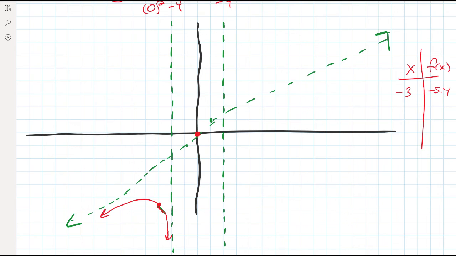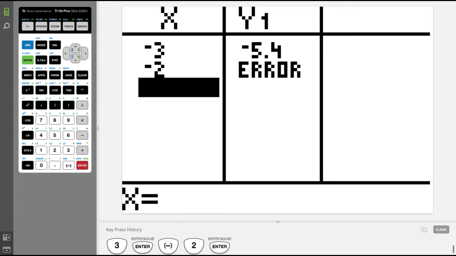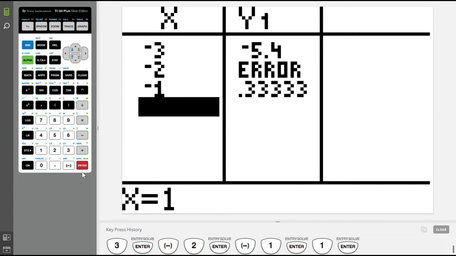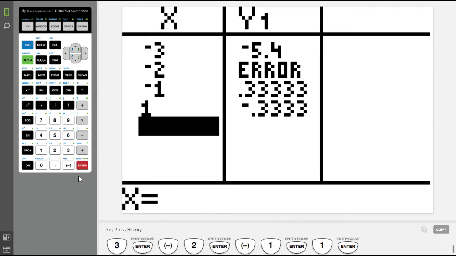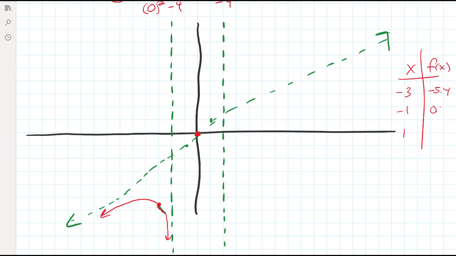Let's talk about the middle region. For the middle region, I like to get a couple points here. So let's do -1, +1, and let's see what those values are. Okay, so we get a +1/3 and a -1/3. So -1, +0.33 is somewhere here. And +1, -0.33 is somewhere here.